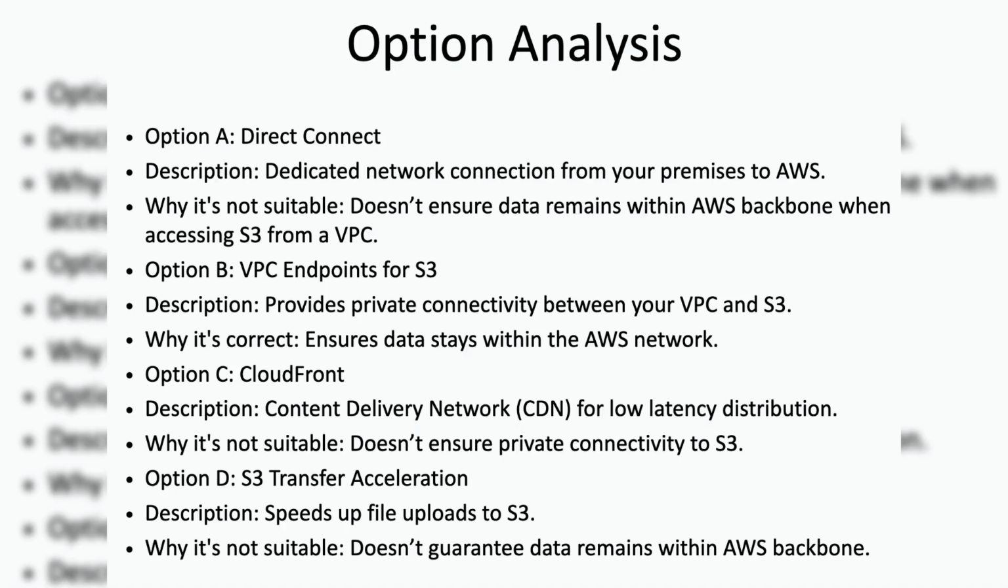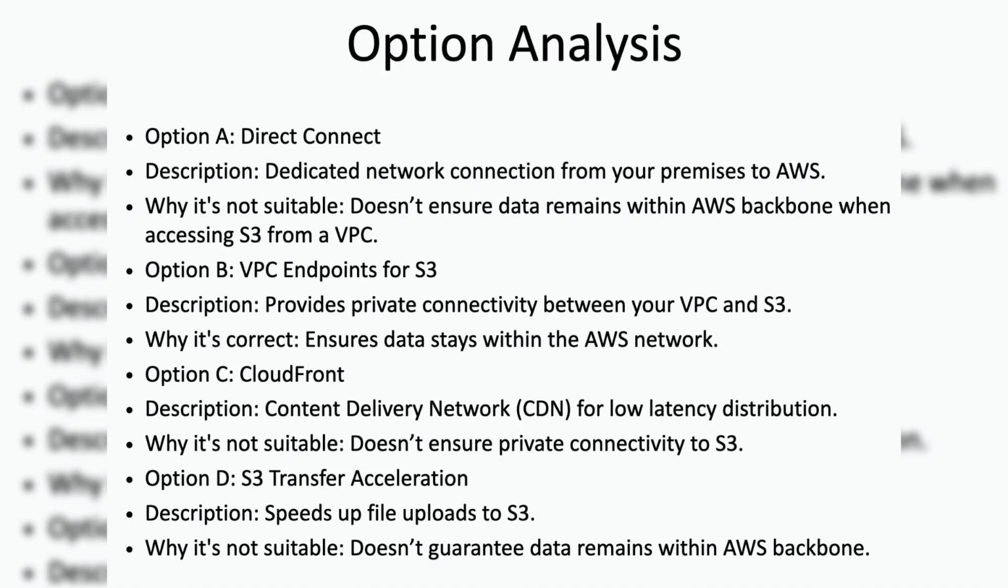Let's take a look at each option one by one. Option A, Direct Connect. This service provides a dedicated network connection from your premises to Amazon Web Service, but it is not designed to keep data within the Amazon Web Service backbone when accessing S3 from a VPC.